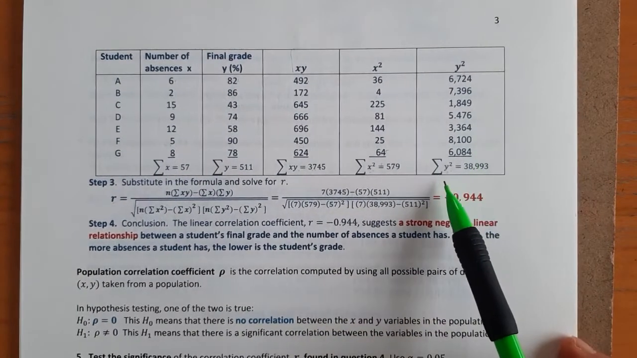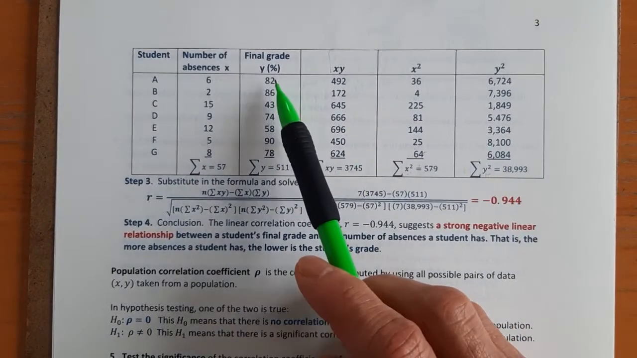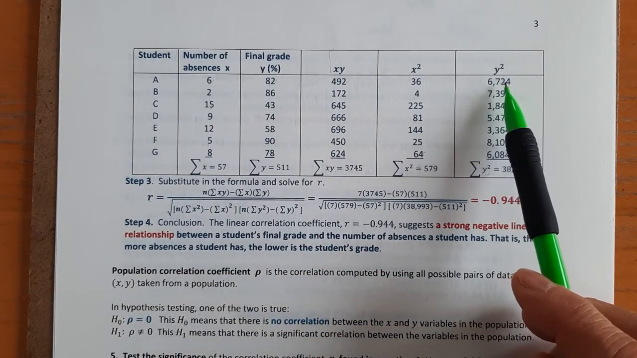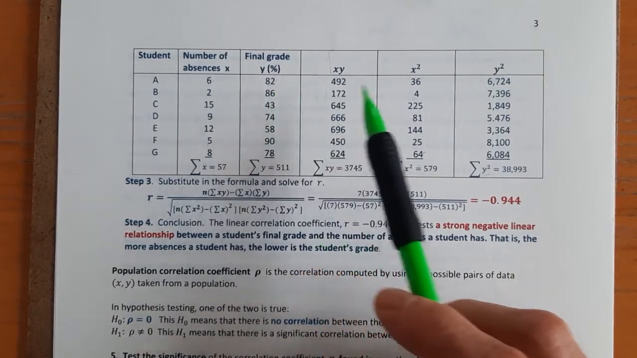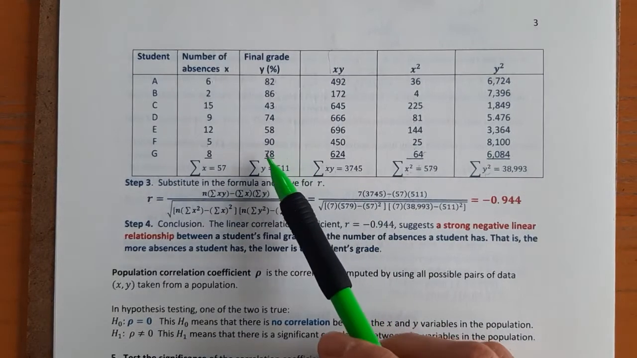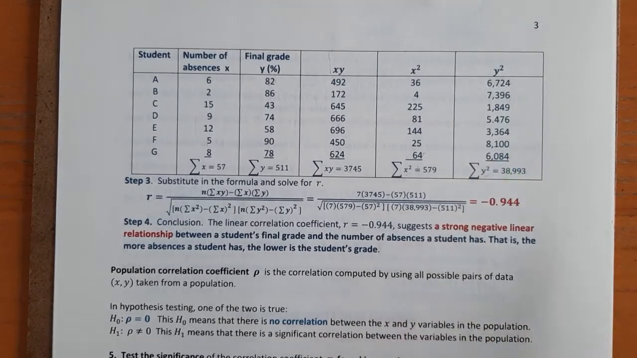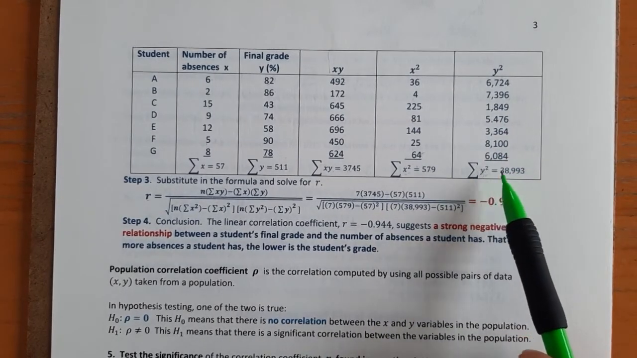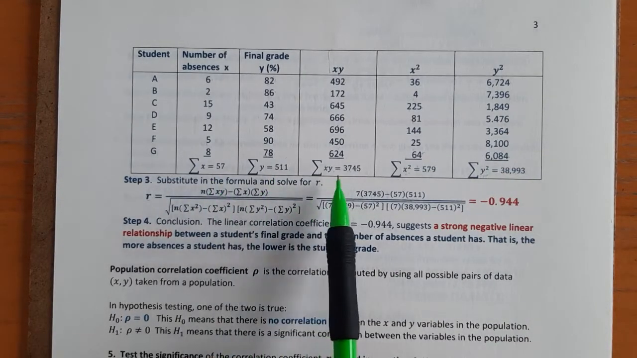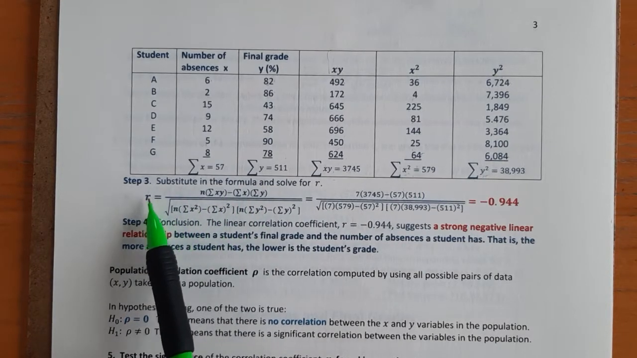We also need summation of y squared. Y is this column. 82 squared, using a calculator, gives 6,724. 86 squared gives 7,396. Keep going until 78 squared gives 6,084. And add those 7 numbers together. Summation of y squared is 38,993. Then plug those numbers into the linear correlation coefficient formula R.